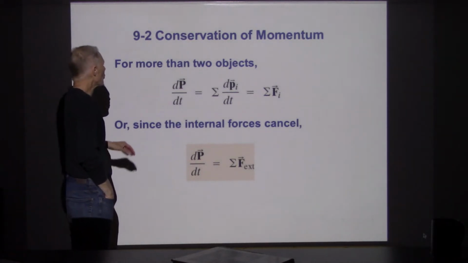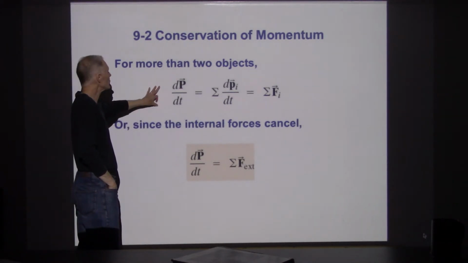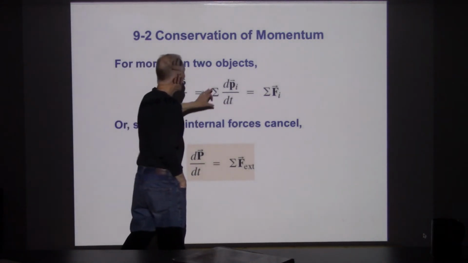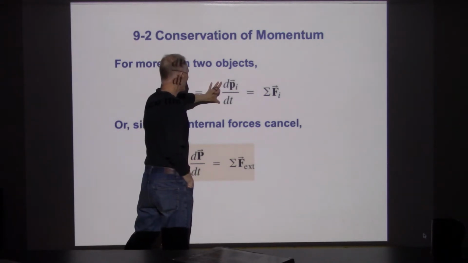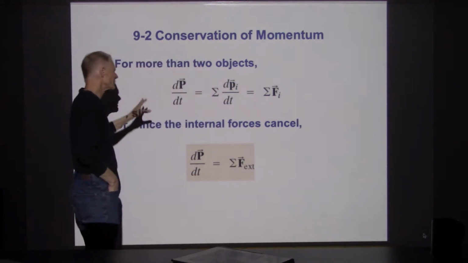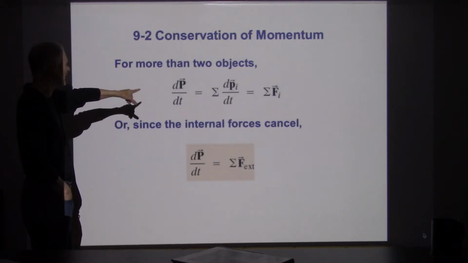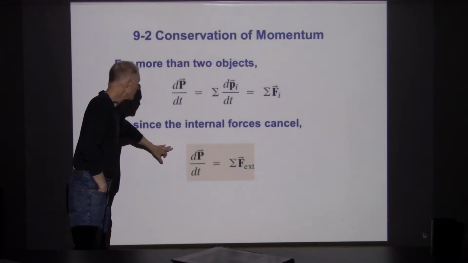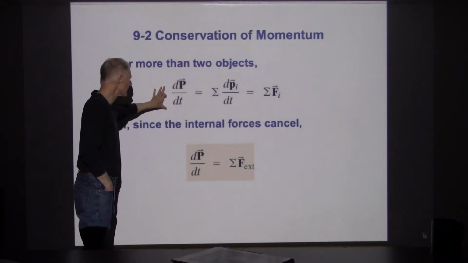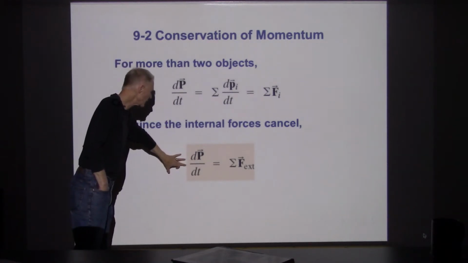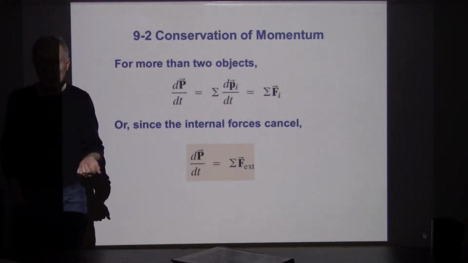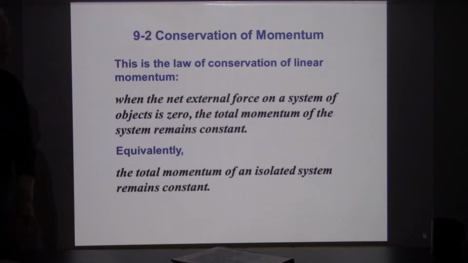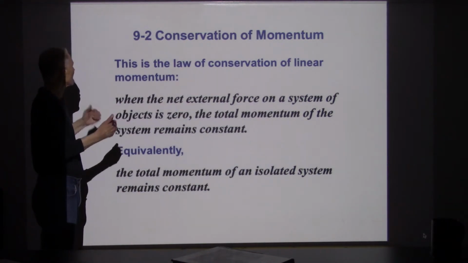So if we do have more than two objects, what we can do is add together all of the momentum changes that are taking place and set those equal to all the forces. I don't know anywhere we're directly going to use that, but that's just a statement. Okay, so all the forces within the system cancel out, and then the remaining changes in momentum are going to be due to external forces. Again, I think we kind of talked about that already.